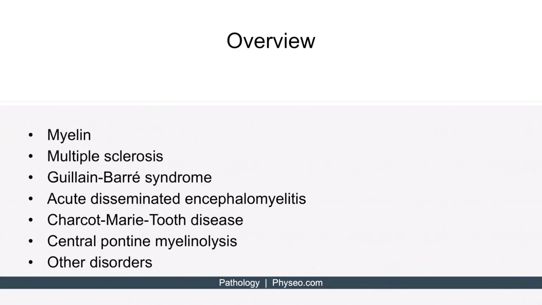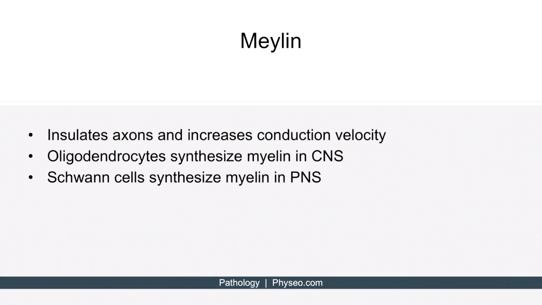Let's begin by discussing some basic principles regarding myelin. Myelin insulates axons and increases conduction velocity. Oligodendrocytes synthesize myelin in the central nervous system, while Schwann cells synthesize myelin in the peripheral nervous system.